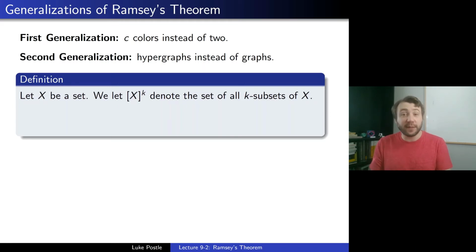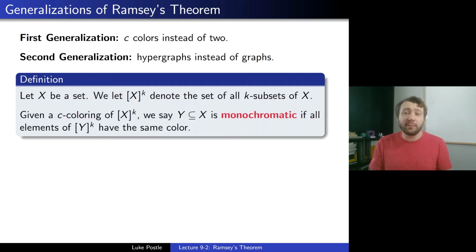X to the 1 would just be the vertices of the set. X squared would be the pairs, i.e. the edges of the set. But more generally, we could think of all the K subsets, these hypergraph type edges. And then we can define what it means to be monochromatic. Given a C coloring of the K subsets, so we color each triangle or K4 or whatever with C colors, then we say that a subset Y of X is monochromatic if all the elements of Y to the K have the same color in that coloring.